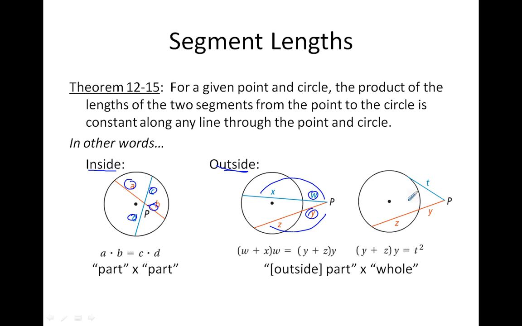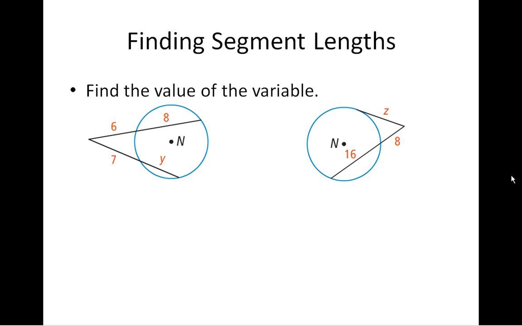Now if we look at this third example, we have T, which is a tangent. Well, the outside part is the whole, so it would be outside part, which is T, times the whole part, which is T, so you get T squared. Let's look at some examples.